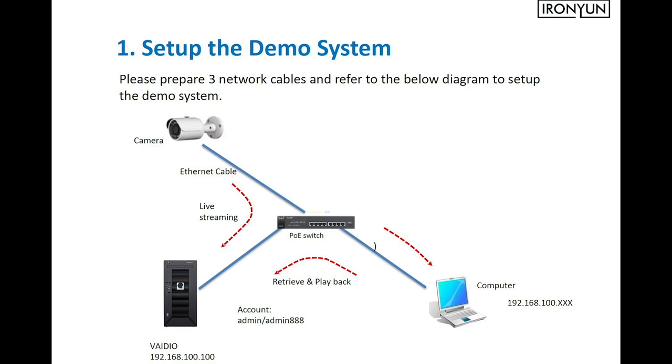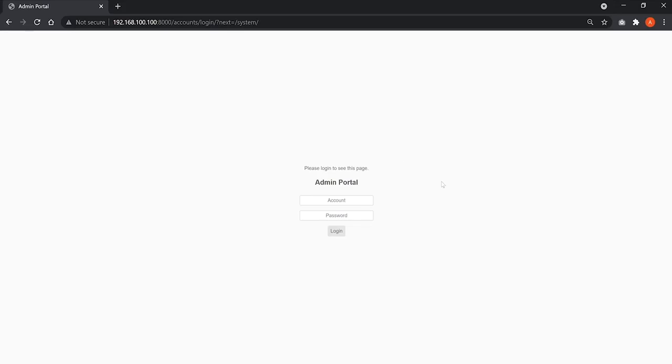Each system comes on our default IP address of 192.168.100.100. To change the IP address to one on the network, we will first connect the server to the computer via Ethernet cable. Once connected, we will change the network settings on the computer so it is on the same subnet as Vaidio. Once this is set, we can then access the admin portal at port 8000. The default login username is admin and the password is admin888.